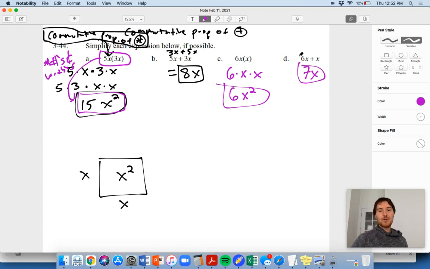All right, email me if you have any questions. It's pretty straightforward if you went through it with me on that one, and we'll practice this. We're going to do lots more multiplication of polynomials, and it'll get more complicated soon. And that's why we're spending time with tiles now, this week and next week.